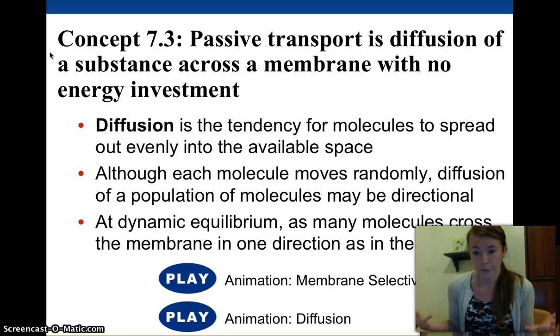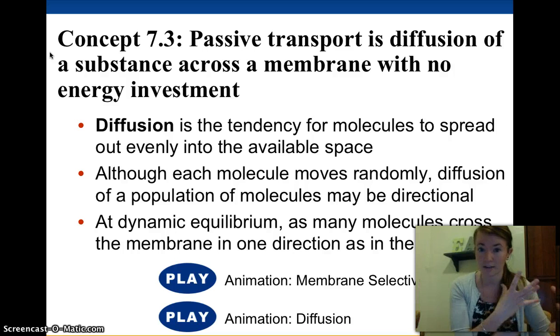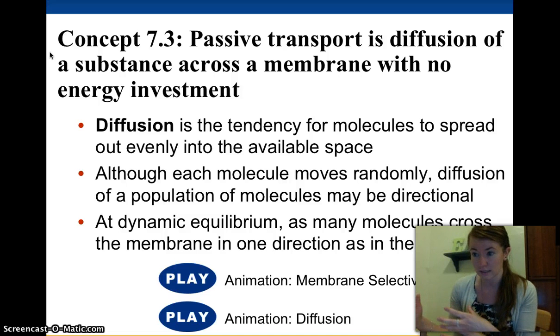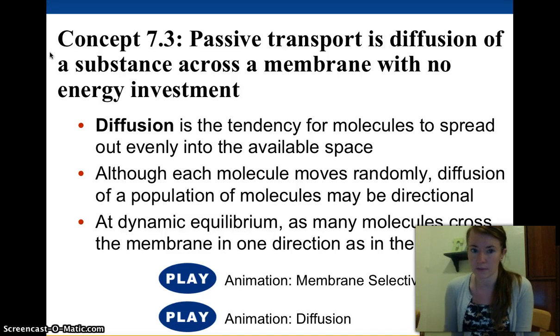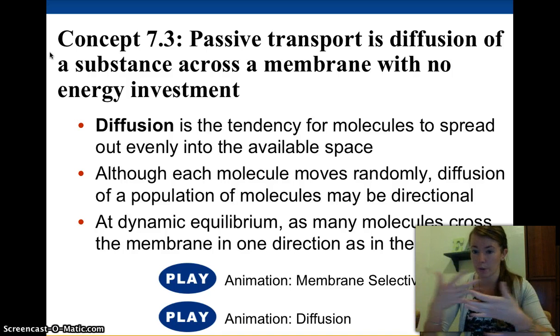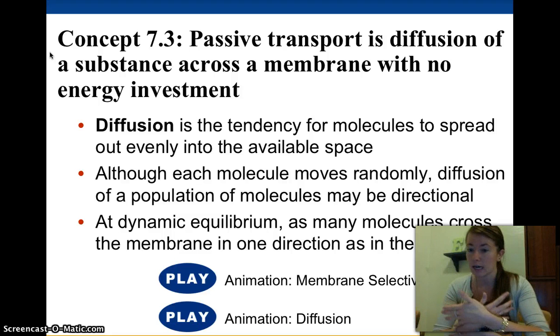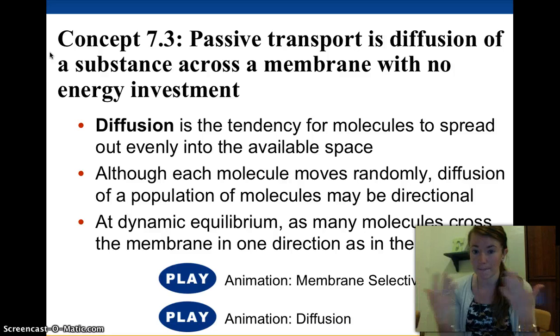But they're going to tend to move from areas of high concentration to low concentration, so it's going to be directional, meaning they're going to move one way if there's a concentration difference between the two of them. And if you think back to what dynamic equilibrium is, I think we talked about this already. Dynamic equilibrium is when there's no net change, but things are moving both ways. So like a chemical reaction, it can go backwards and forwards. The things that are diffusing are moving both ways.